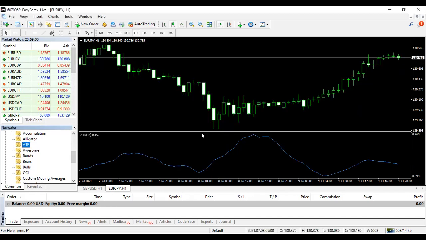And you will see that the indicator is out there in blue, as you can see. This is more or less like a line, but I love this indicator because I use it for something. And that is what I want to show you now.